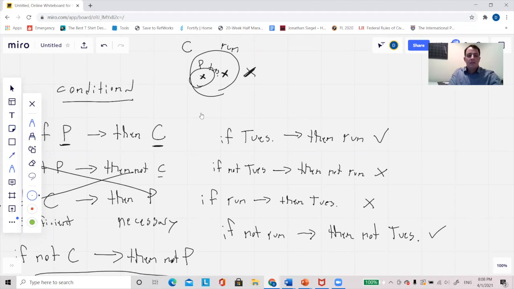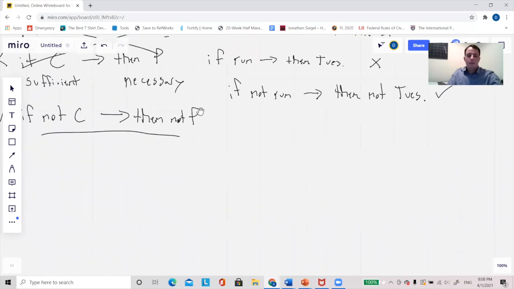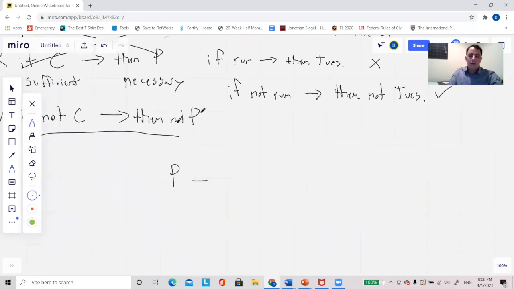A few keywords that we want to look out for on the test are, we have our premise and our conclusion. These will be if statements. These will be then, or must is a big one for the test. And sufficient and necessary.